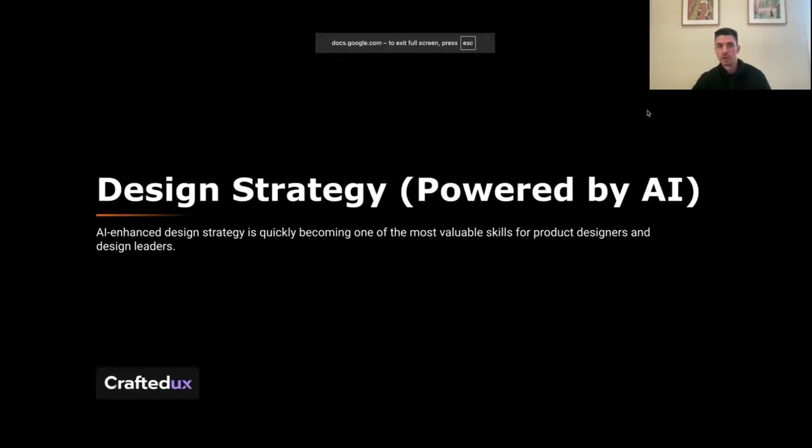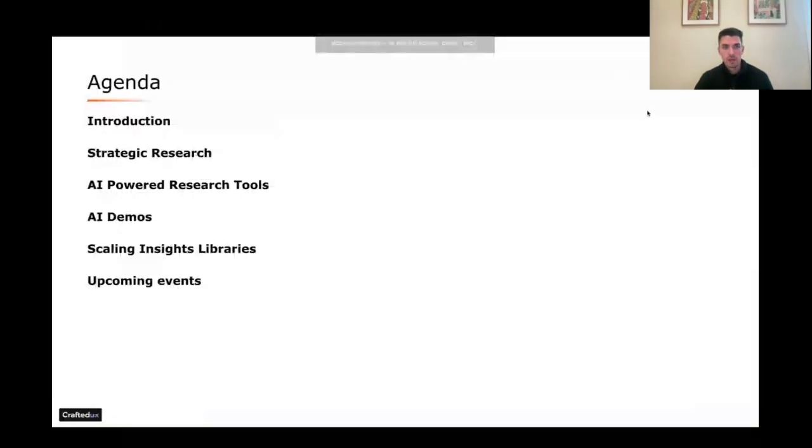Great, okay. So as I mentioned, we'll be going over a few different areas. So quick intro from myself. Going over a background of why we run research and how we can make it as strategic as possible. We'll go through some AI-powered research tools that are very popular in the industry right now. We'll go through some specific demos, so actual workflows that you can start using from tomorrow that are very tangible. And then we'll go into how you can scale maybe an insights library for yourself.